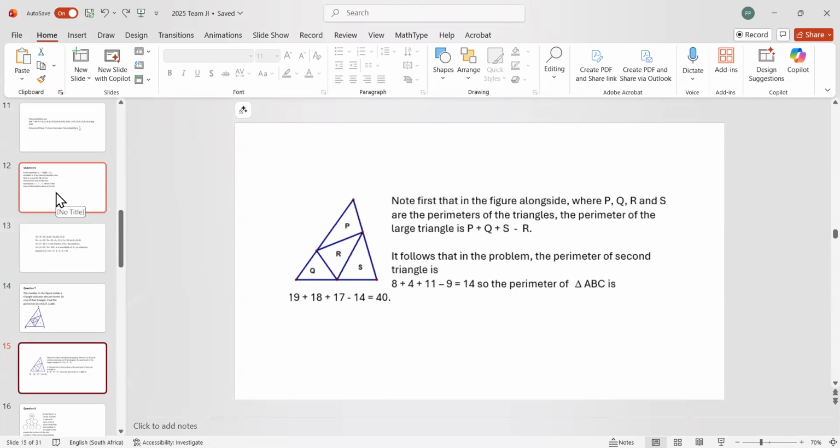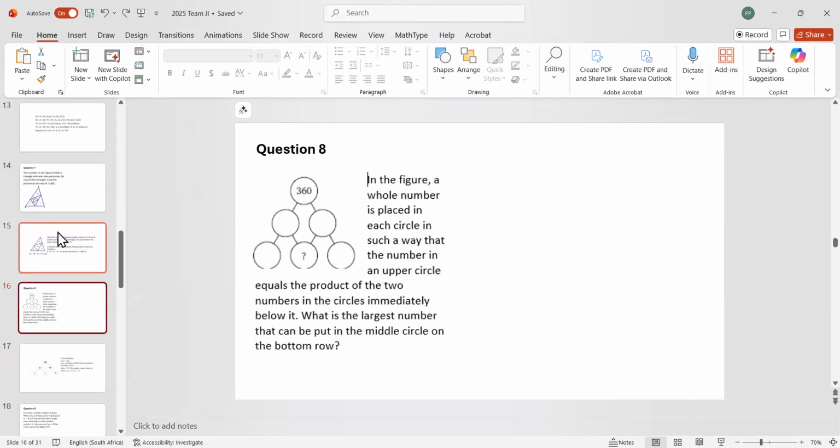So let's get on to the next problem. So what is the next problem? The next problem states the following. You've got in the figure, a whole number is placed in each circle. So you're going to put whole numbers here.